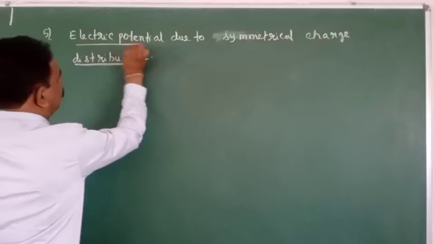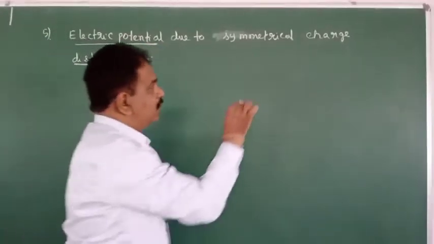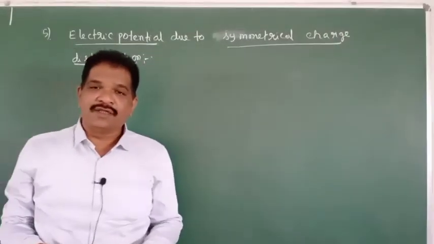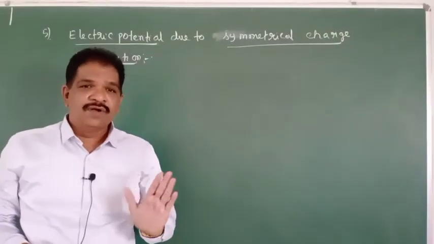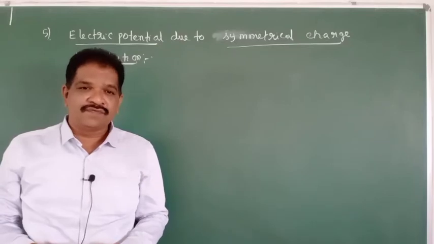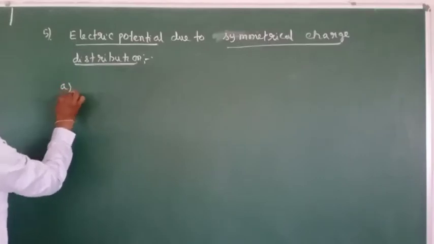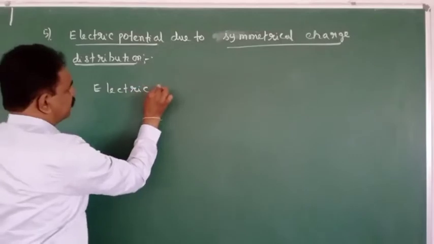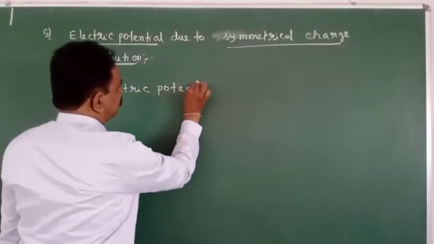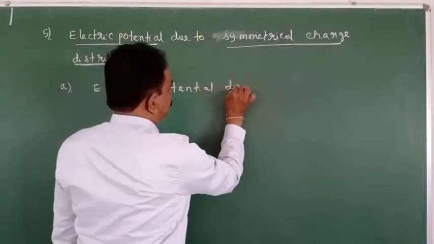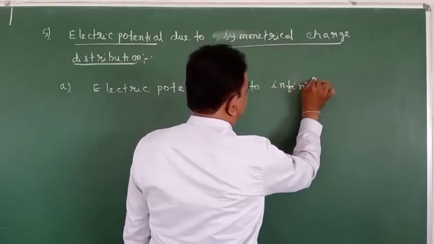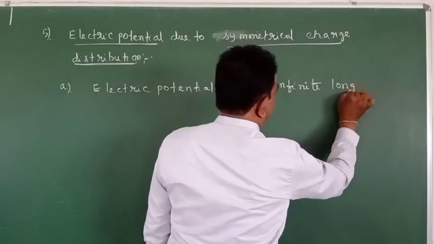What is the formula for electric potential due to different shaped bodies? We are considering different shaped bodies. What is the electric potential? Because of that we are discussing. First one will be electric potential due to infinite long wire.